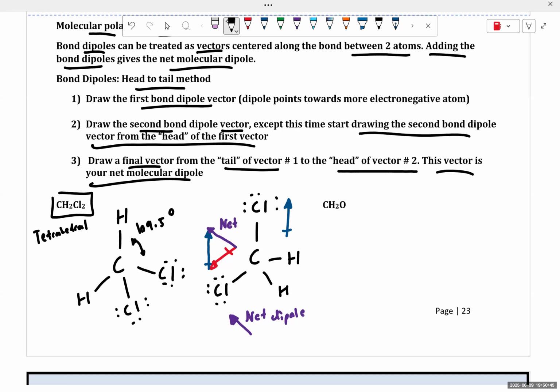So looking at formaldehyde in this case, drawing the Lewis structure for formaldehyde, you'll end up with a structure that looks like this. Now, this one is pretty straightforward here. There's really only one bond that's polarized, which is the carbon-oxygen bond. And so the bond dipole is going to match very closely with the molecular dipole.